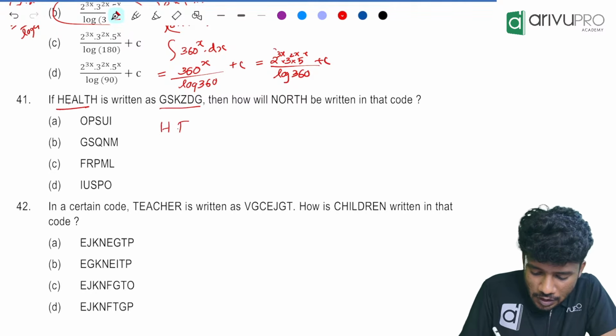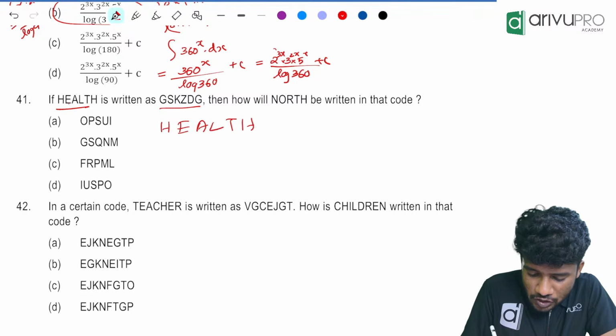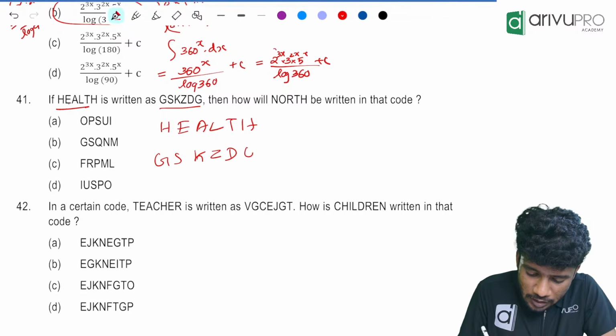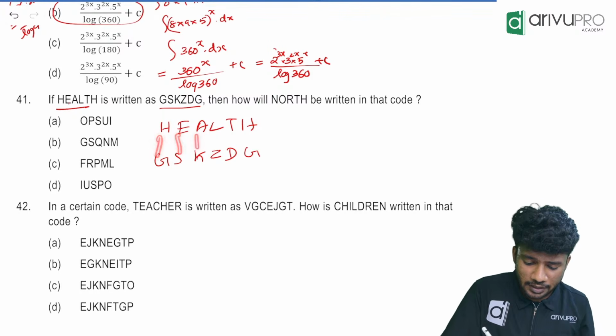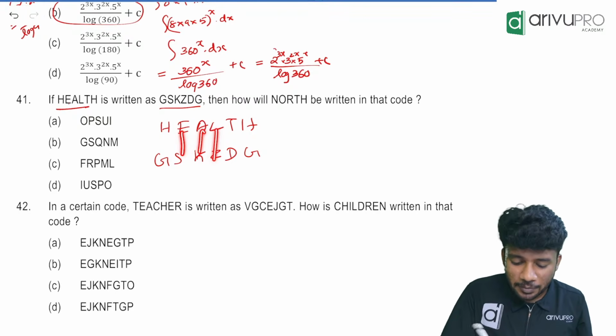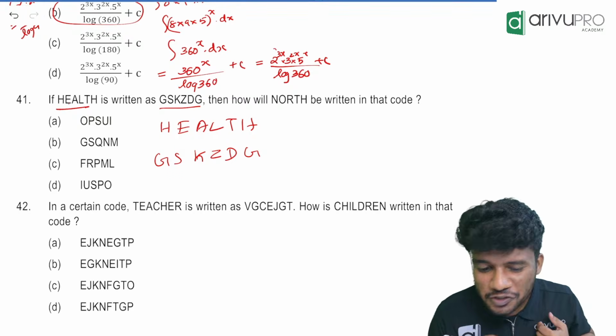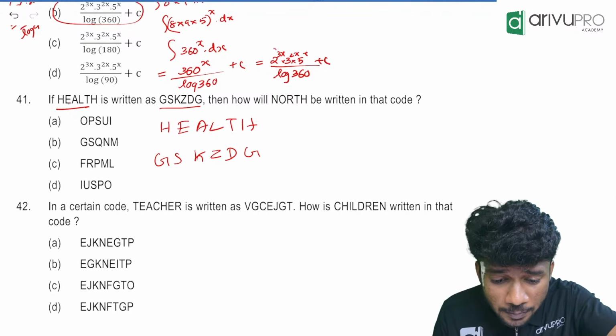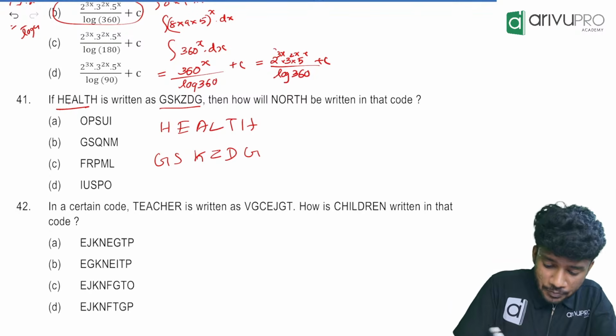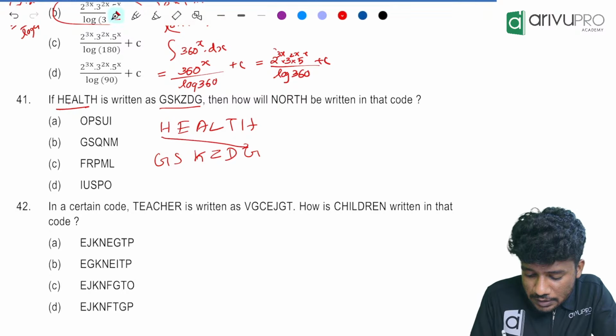HEALTH is written as GSKZDG. Now people, if you go for direct connection, it is very difficult, correct? Because E is becoming D, A is becoming Z, that means some kind of diagonal connection is there. Then H, it is a diagonal connection.